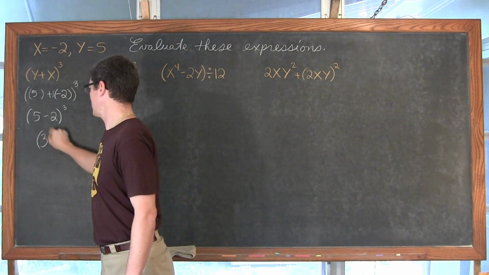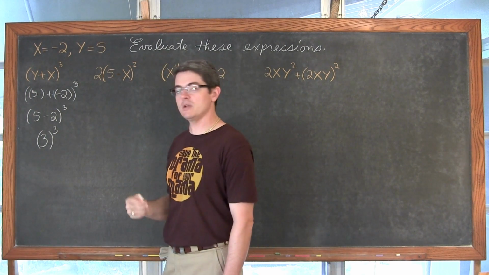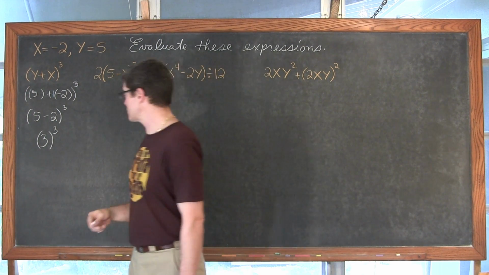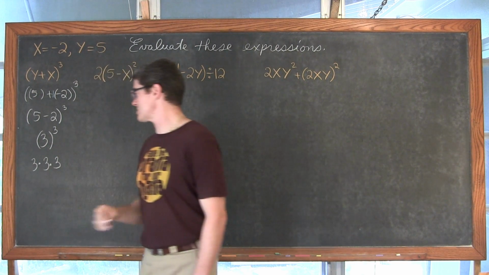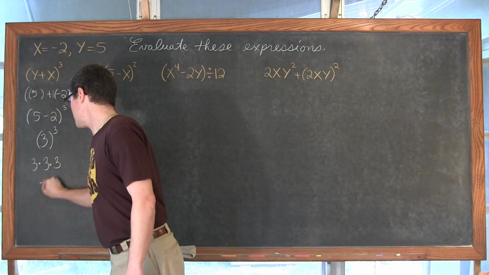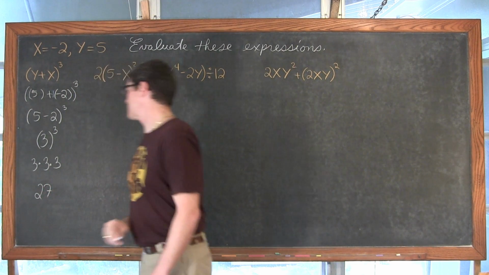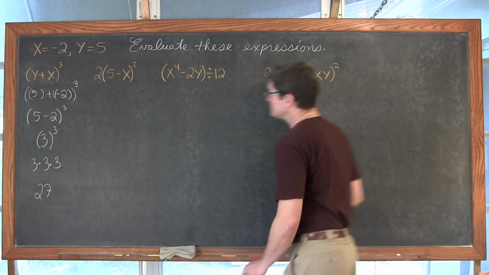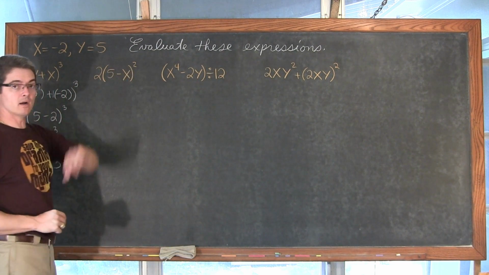I just said I wasn't going to do this, but now I am working this problem out. And then 3 cubed is 3 times 3 is 9, times 3 is 27, or maybe if you're just getting your exponents and powers down, you might want to write it 3 times, and then your final answer is, of course, 27.